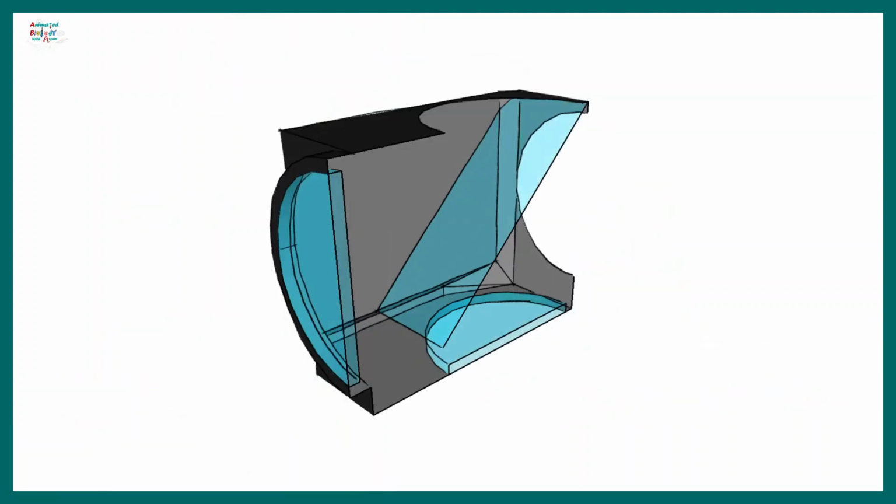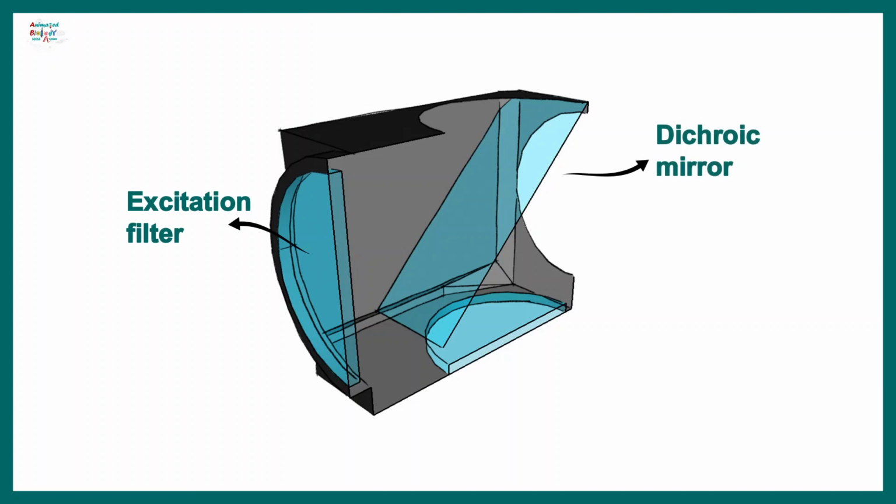Let us look at this filter cube in a bit more detail. It has an excitation filter, a dichroic mirror, and an emission filter. The filter type could be different, such as a band pass, low pass, or high pass filter. Low pass means it allows a lower wavelength to pass, high pass means it allows a higher wavelength to pass, and band pass means it allows only a restricted band of light to pass through these filters. Anyway, this is beyond the scope of discussion for this particular video.